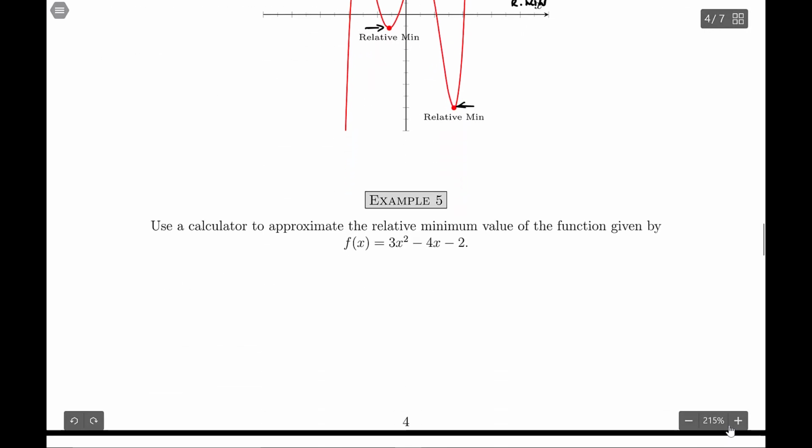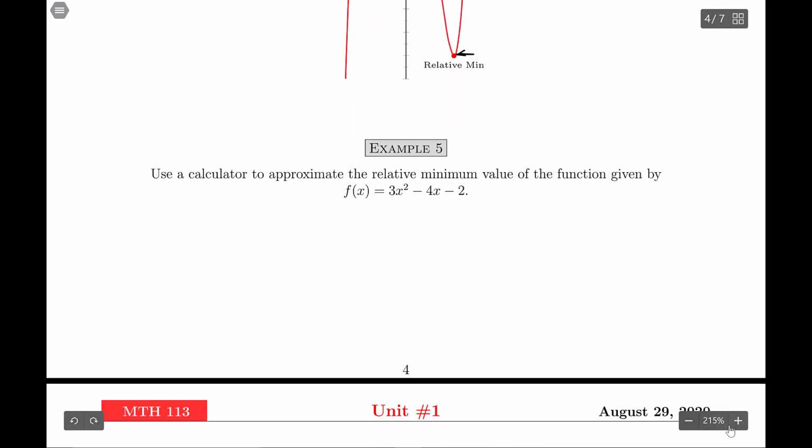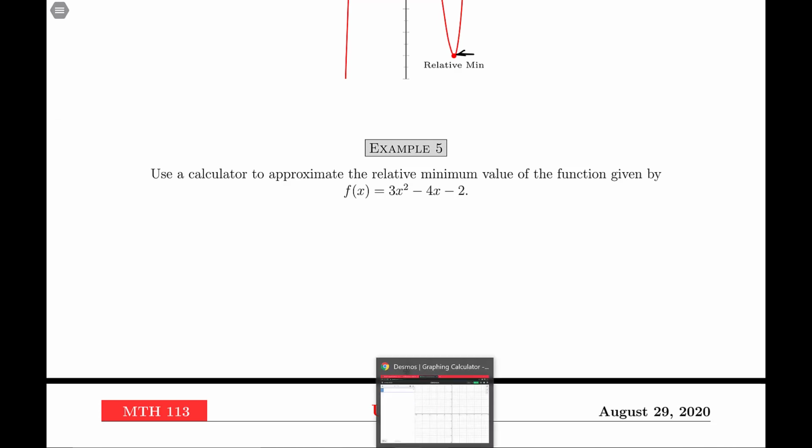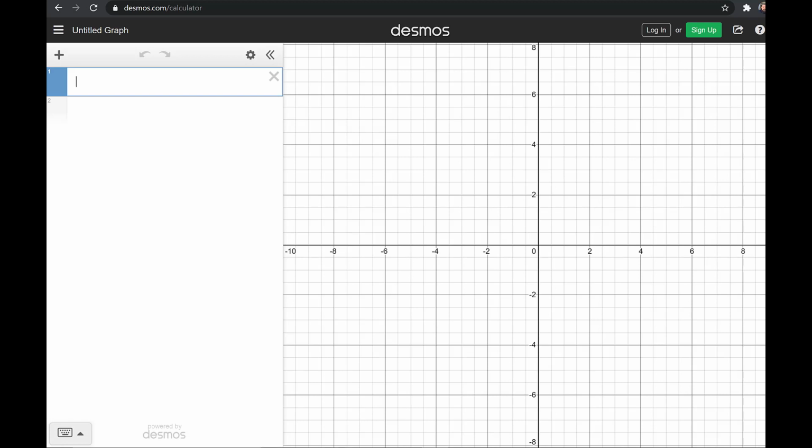And we're going to use a calculator here in example 5 to approximate the relative minimum value of the function that's given by 3x squared minus 4x minus 2. And for that, we're going to go to Desmos, and we're going to type in our function.